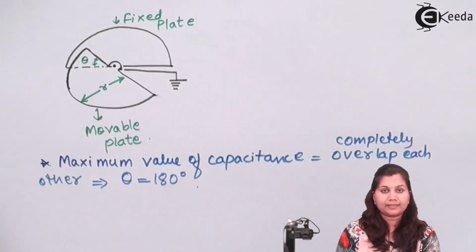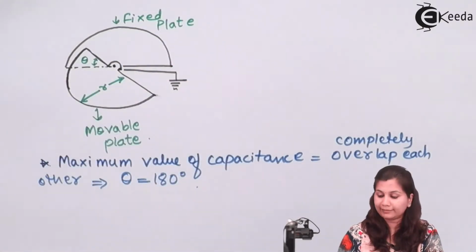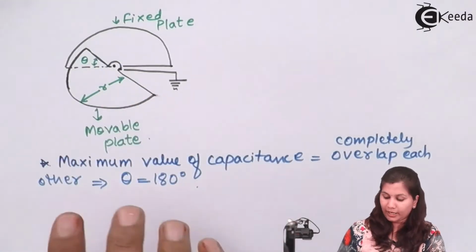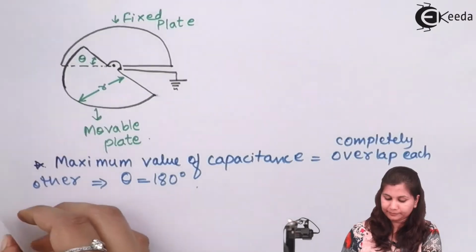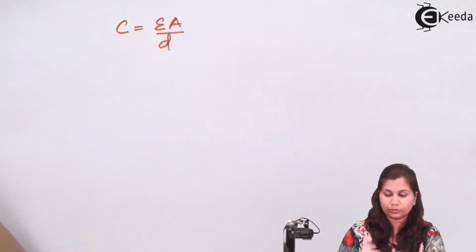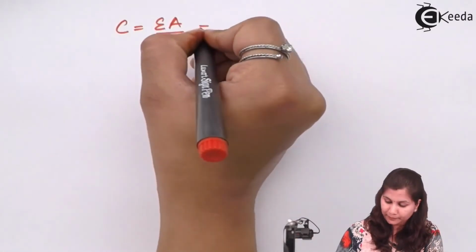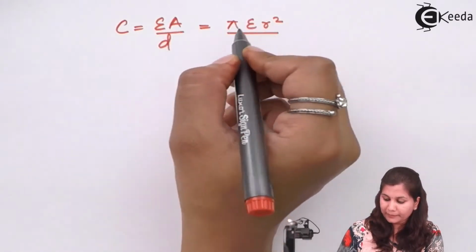The value of the capacitance will be maximum when the two plates completely overlap each other, and this condition will occur when theta is equal to 180 degrees. Now at this point, the value of the capacitance is given by C equals epsilon A by d. We know that. When they are completely overlapping each other, the overlapping area will be pi r square by 2.